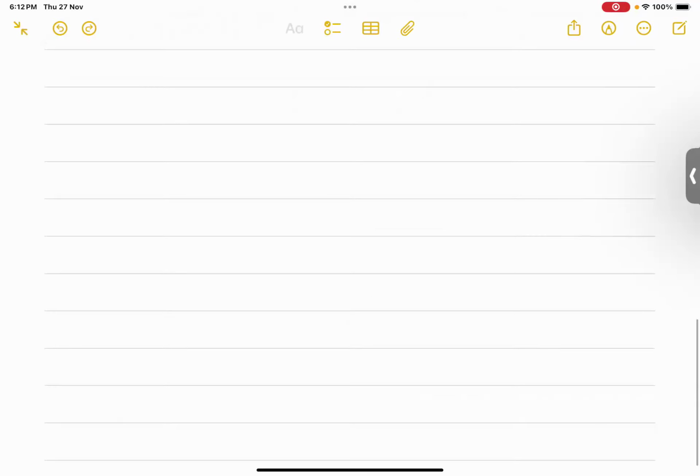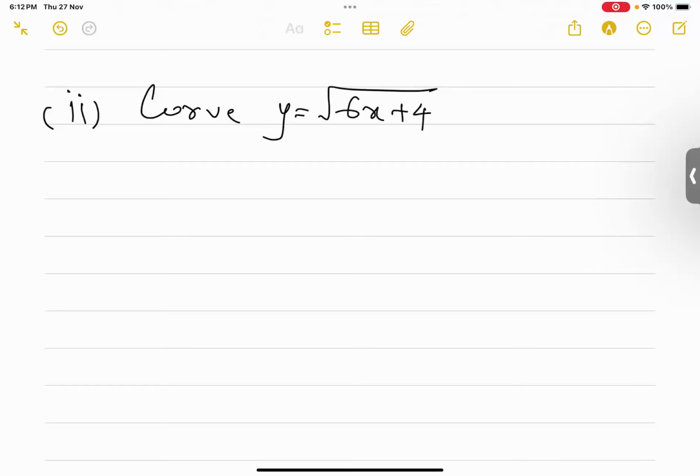Second sub question. The curve over here is y is equal to root of 6x plus 4, and the lines given are x is equal to 0 and x is equal to 2. The curve and the lines.